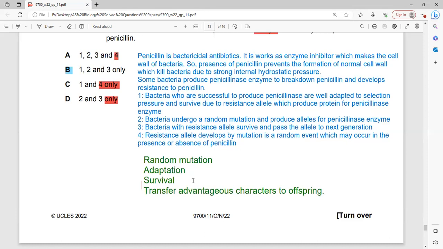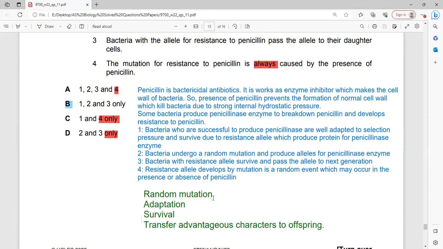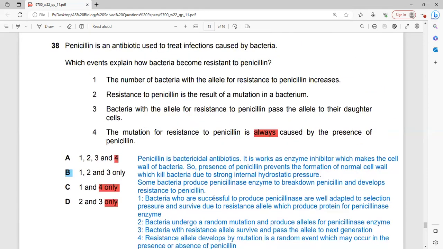And in this way, the bacteria will survive. If the bacteria survive, this advantageous allele will transfer to the next bacteria by vertical transmission or the bacterial conjugation process. So in this way, this allele will transfer to the next generation. So in this way, we're going to classify which option is correct here. The number of bacteria with the allele for resistance to penicillin increases, yes, because if the bacteria have the resistance gene, they will survive, so their number will increase.